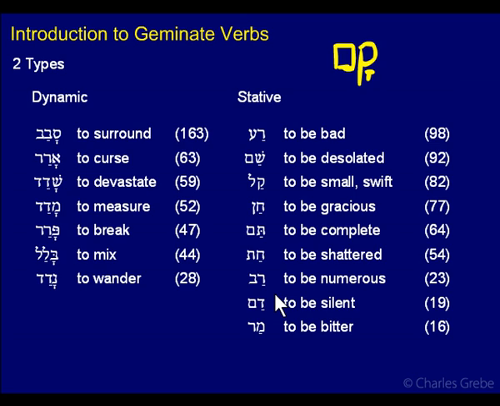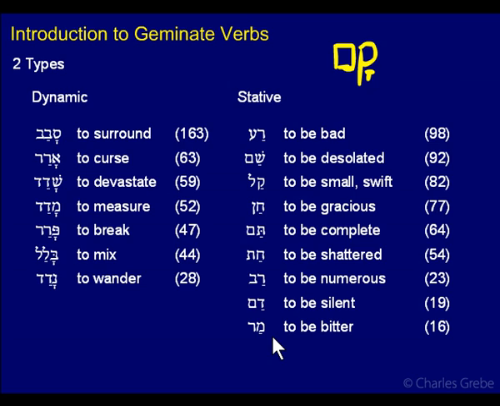Rav, to be numerous. This doesn't have that many occurrences in the verb form, but it shows up as a noun a number of times, and as an adjective, this root here. Dam, to be silent. You could think of the English word to be dumb, meaning mute, to be silent, just as a mnemonic. Mar, to be bitter.